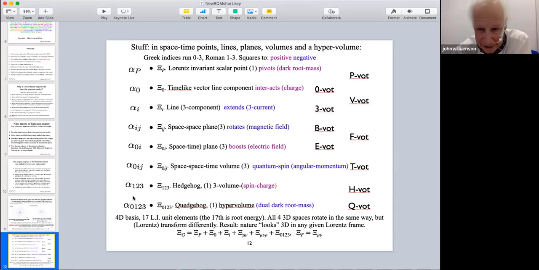Anyway, so there are 17 linearly independent unit elements. The 17th is the amount of stuff that you stuck into each one of these things. So all four 3D spaces. Now, I said the 3D spaces were all different, and they are. But they have one property in common. If you hit them with a quaternion, they all rotate in the same way.